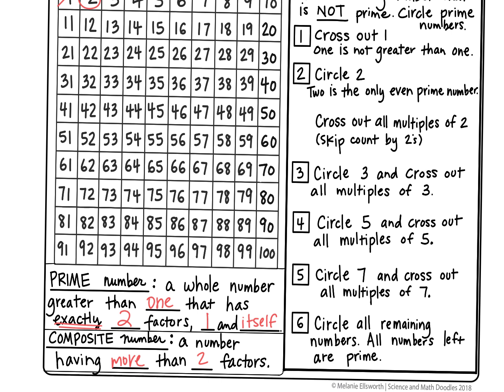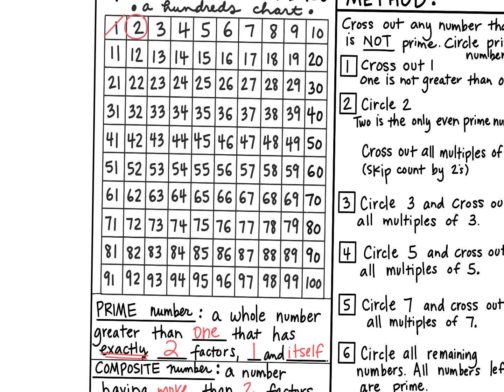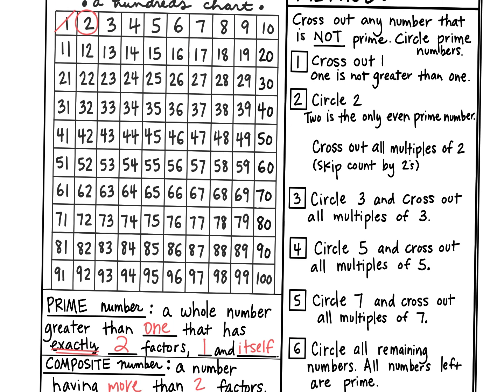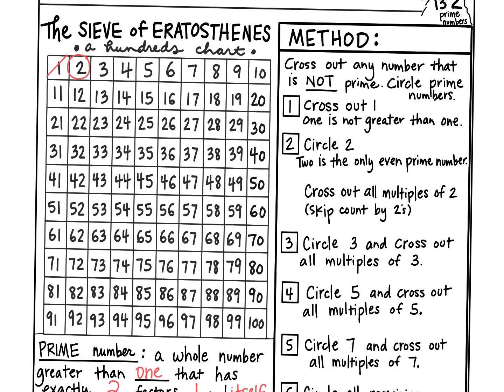Okay, so back to step number 2 over here on the side. It says circle 2. Cross out all multiples of 2. So we're going to skip count by 2. Now we're going to mark out all of my multiples of 2, because every single multiple of 2 can be divided by 2, so therefore it is not considered prime. So every single even number, yeah, I meant even, every even number will be crossed out.